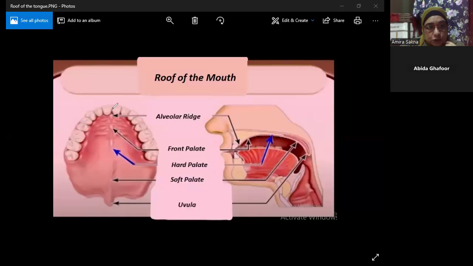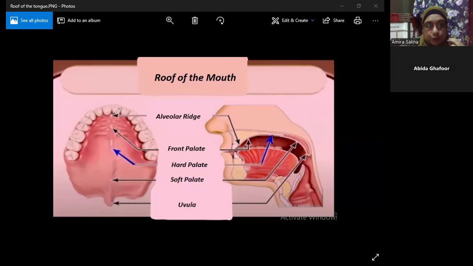With what? It's going to be used with the alveolar ridge behind the upper central incisor. Those are the two teeth. Those are the two upper central incisors, the first two in the front. They have the name of the upper central incisors.